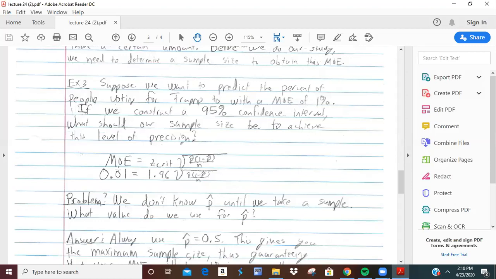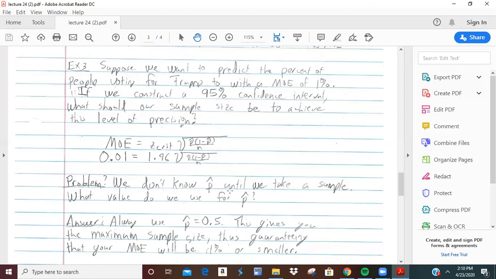Remember from last time, the equation for margin of error is your z critical value multiplied by the square root of p hat times 1 minus p hat divided by your sample size. We know the margin of error, so we can replace that with 1% as a decimal. This is a 95% confidence interval for a proportion, so our z critical value is 1.96. We don't know p hat because we haven't taken the sample yet, and the thing we're trying to solve for is n. So this is our problem.